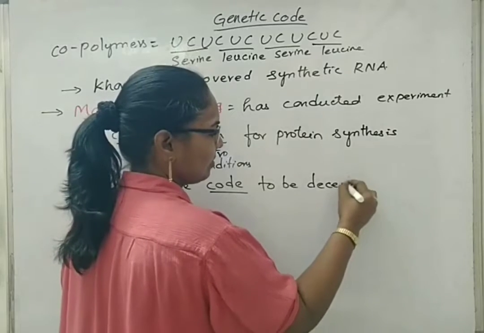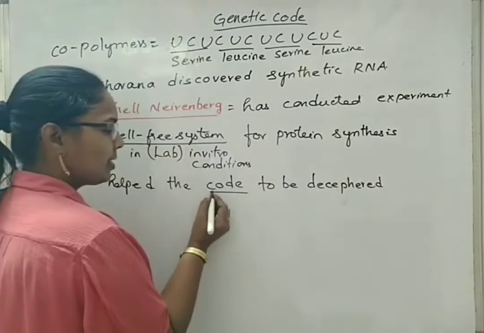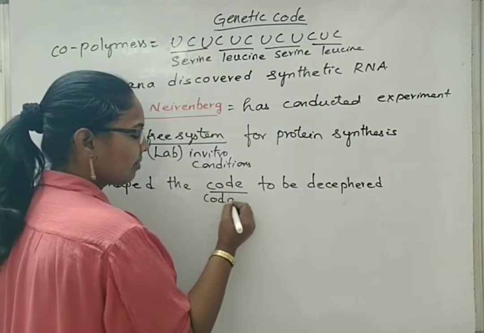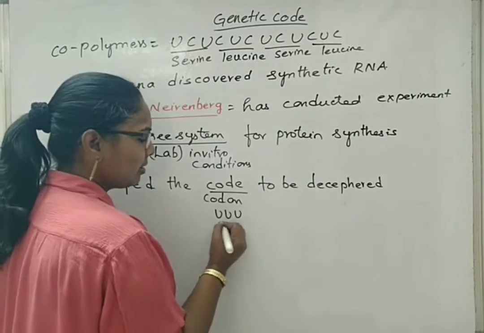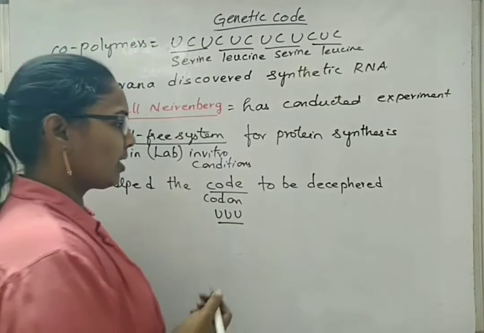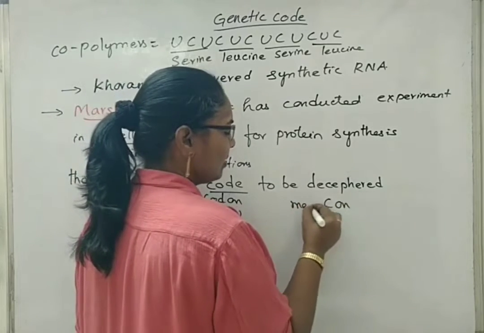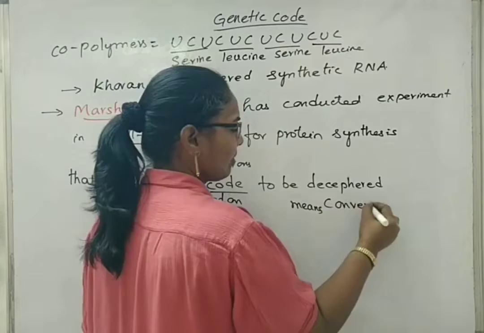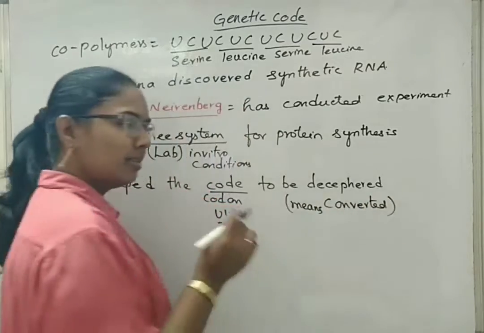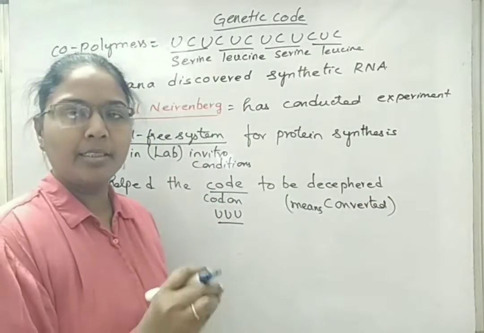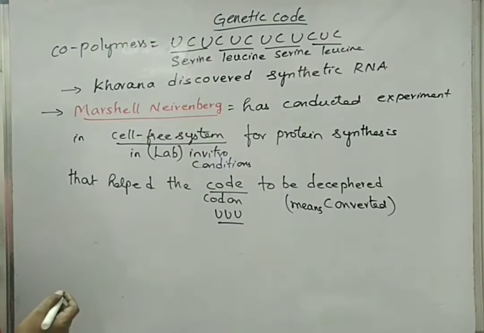PHE. What is a code or codon? Suppose you take a combination of nitrogen bases, uracil, and it is being converted. So deciphered means converting, converted from the genetic information pattern to the protein form.